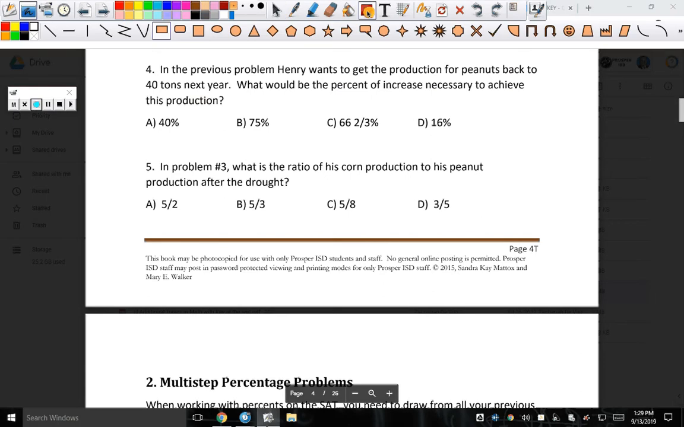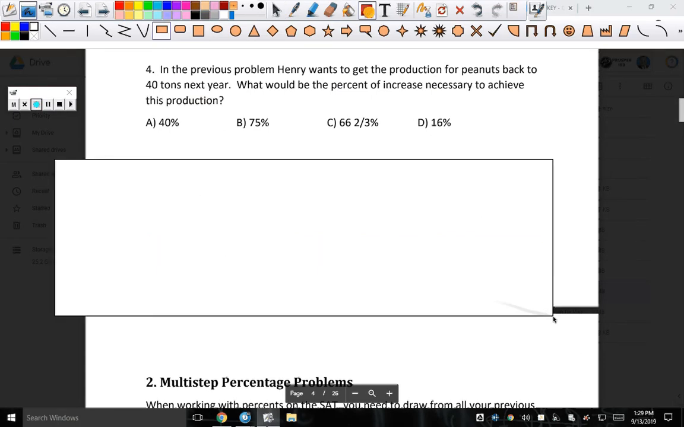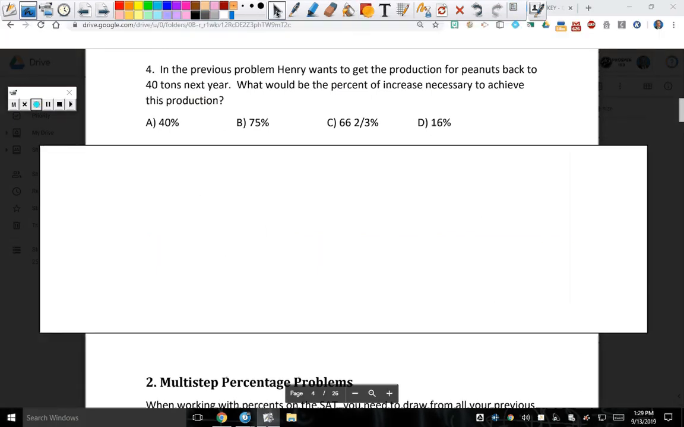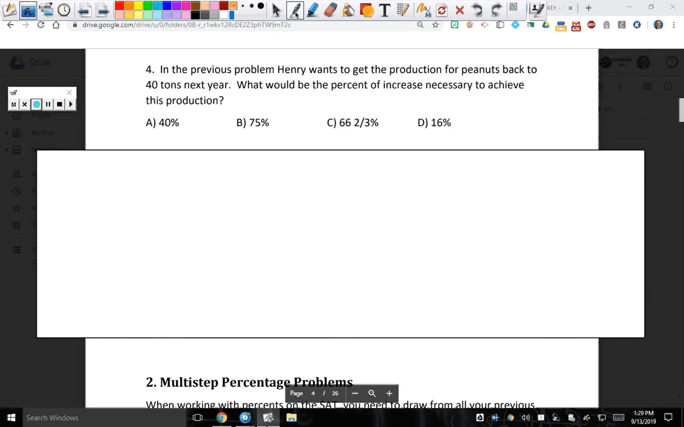All right, number 4. Let's go with James. Number 4, we have in the previous problem, Henry wants to get the production of peanuts back to 40 tons. What did we end with peanuts, guys? 24? So we want 24 tons to go back up to 40 tons. James, what would I do to show that increase?